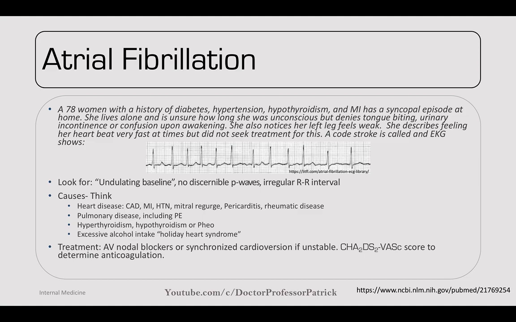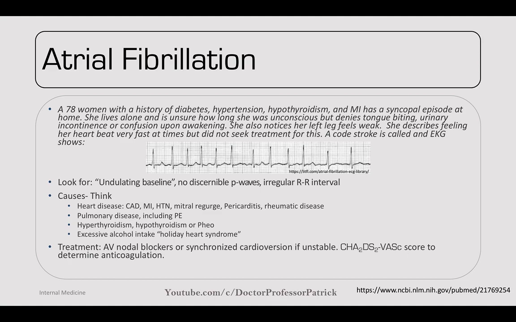And then you're going to have to work through a bunch of causes for AFib. So heart disease: CAD, MIs, hypertension, regurgitation, pericarditis, rheumatic heart disease; pulmonary disease like a PE; and hyperthyroidism or hypothyroidism or a pheochromocytoma from endocrine. And then excessive alcohol intake is another one, so holiday heart syndrome.